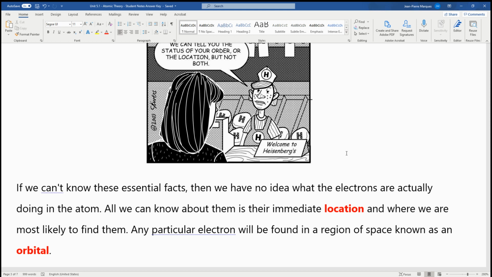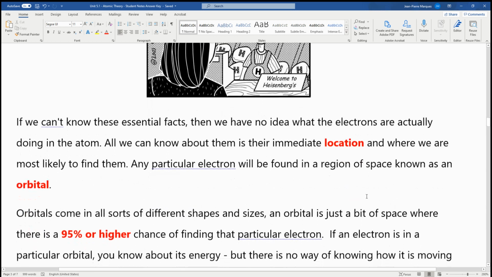But there are some things technology does allow us to do. There are pieces of technology that allow us to determine a relative immediate location of the electron. Not where it's going, but just where it is at that moment in time. Typically, this allows us to figure out where the electron is going to be most of the time, or what we call an orbital.